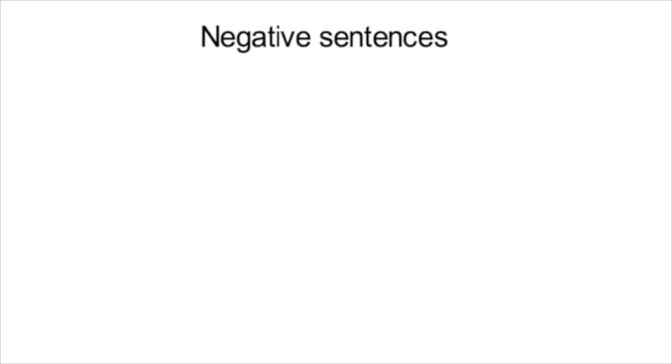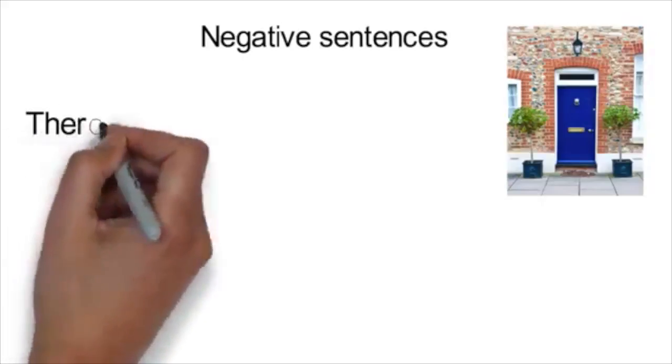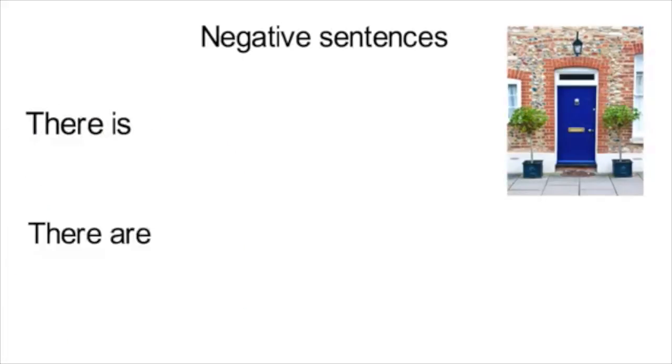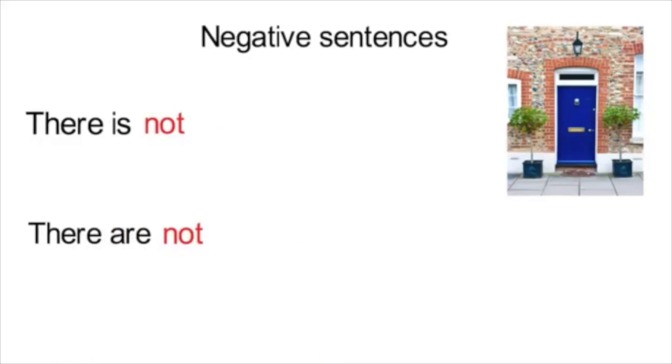To make a negative sentence with there is and there are, we add not after there is or there are. We also usually use not as a contraction. So, there aren't, or there isn't.